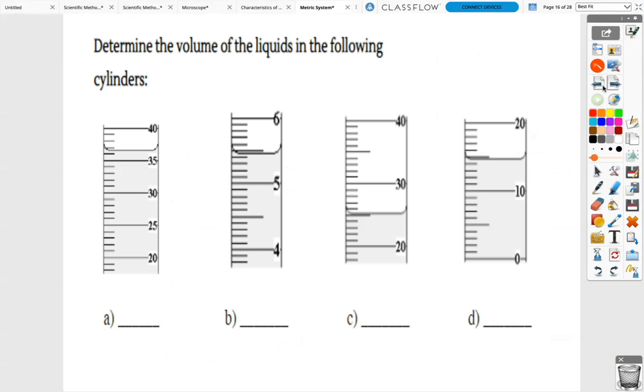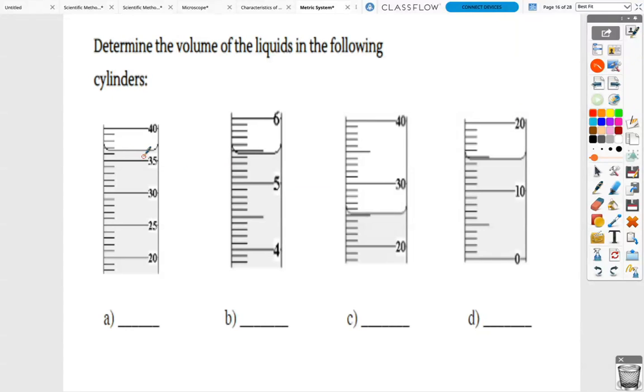Okay, the next one, we'll come back to that previous screen. The next one, we're looking at these graduated cylinders and we're trying to figure out how much liquid is in each one of these graduated cylinders. So this is where you're actually going to have to look at your meniscus.